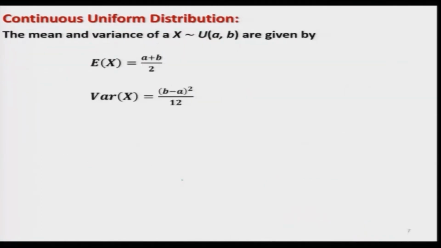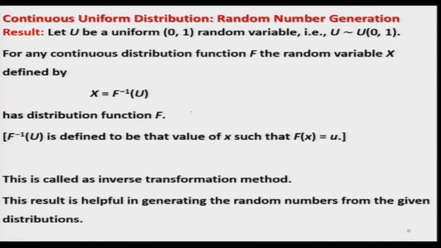Now, if you find the mean and variance of this random variable x following a uniform (a, b), they are obtained as: expected value of x is (a plus b) upon 2, and variance of x is (b minus a) whole square upon 12. I am not giving you the proof here, but the proof is very simple. You simply have to find the simple integrations and use them in the formula for mean and variance.